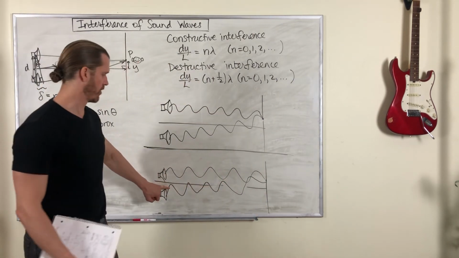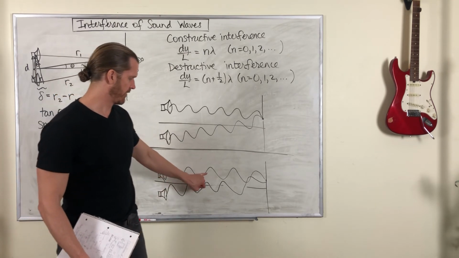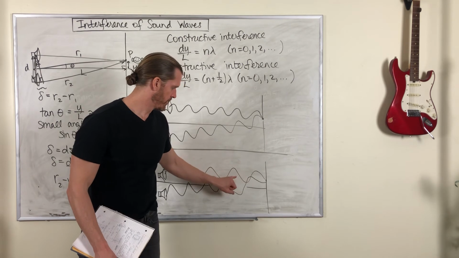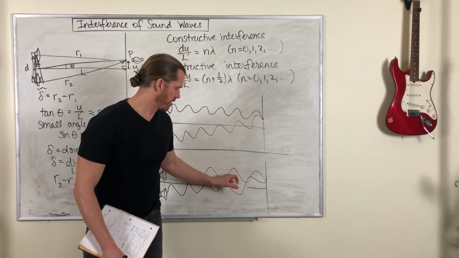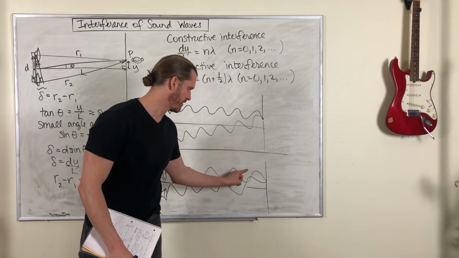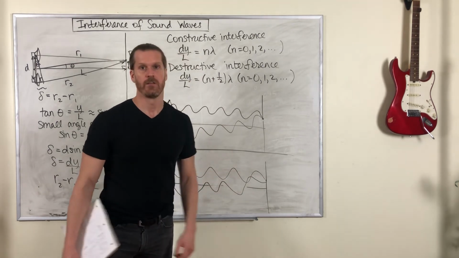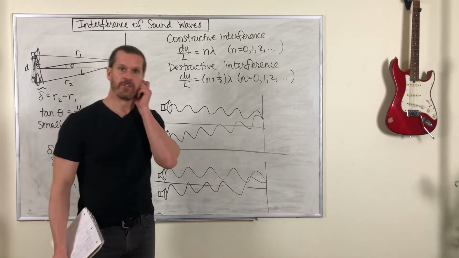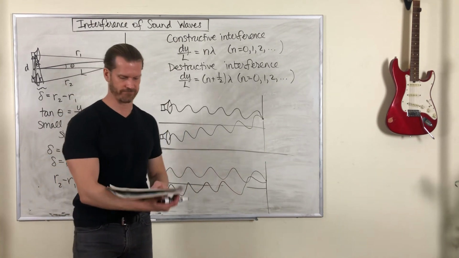Better. Okay, what I tried to show this time is that by the time both waves reach the listener, they are 180 degrees out of phase. This one's going up and that's going down, that's going up and this is going down, and so on. And so at this point, the listener will experience destructive interference.